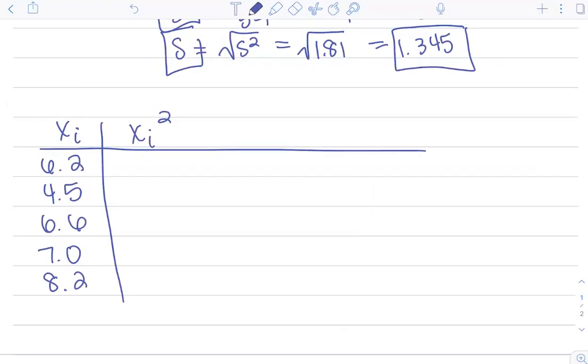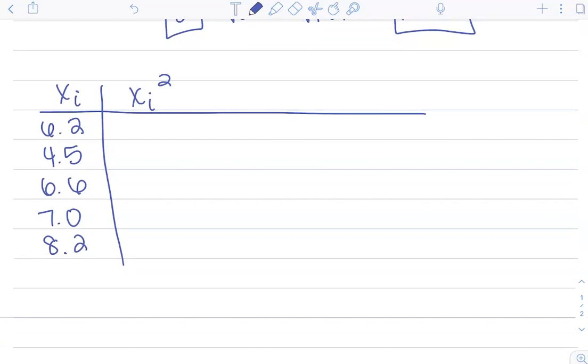We're going to use our zucchini weights, and we can go ahead and get the sum of all of the x's just by simply adding these together. And in your homework, you'll actually already just have the sum. You won't even have to do this part of the calculation. But if I just add all of the x's, I get 32.5, and then we'll square everything. So 6.2 squared is 38.44. 4.5 squared is 20.25.